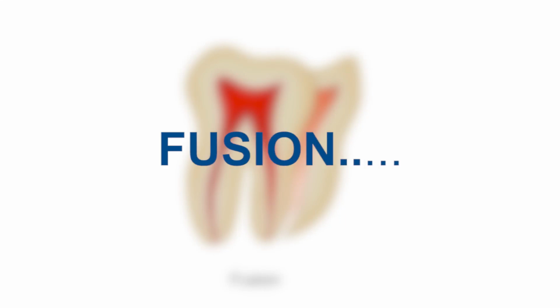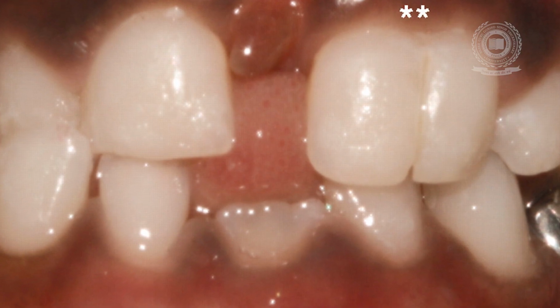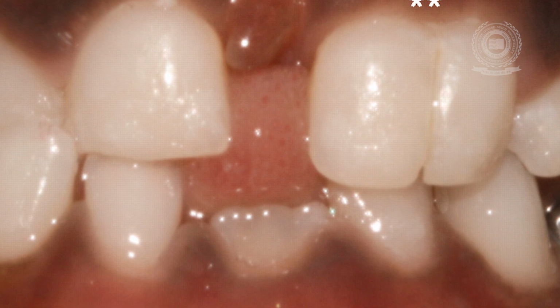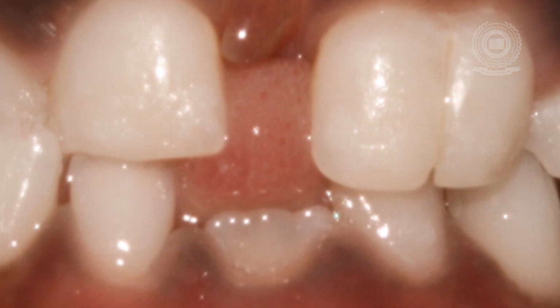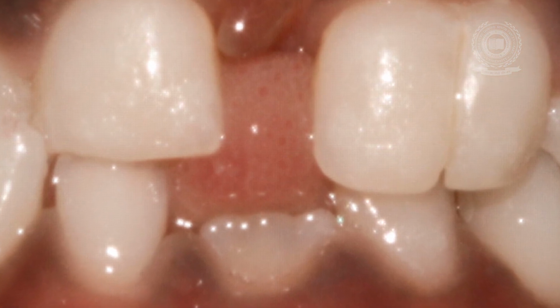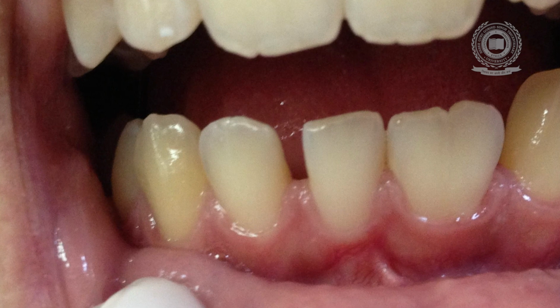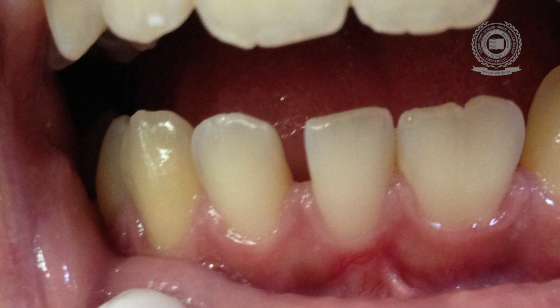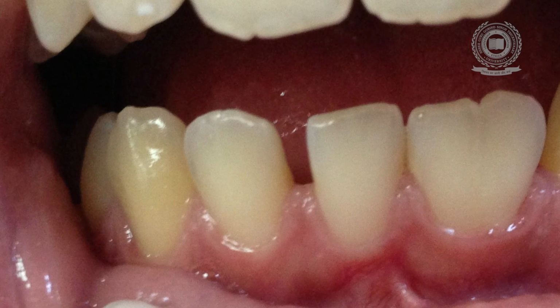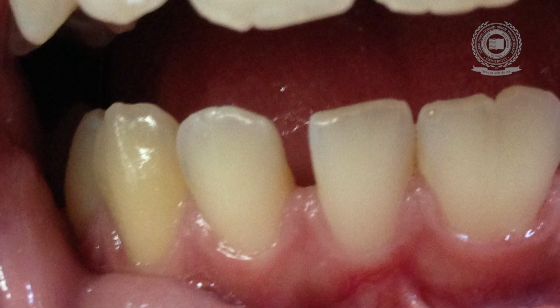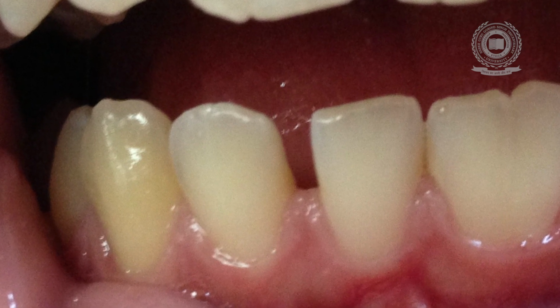Fusion, also termed as synodontia, results from union of 2 normally separated tooth germs. Depending upon the stage of development of teeth at the time of union, fusion may be complete or incomplete. Complete fusion results when the contact of 2 teeth occurs before calcification starts, resulting in formation of a single large tooth.